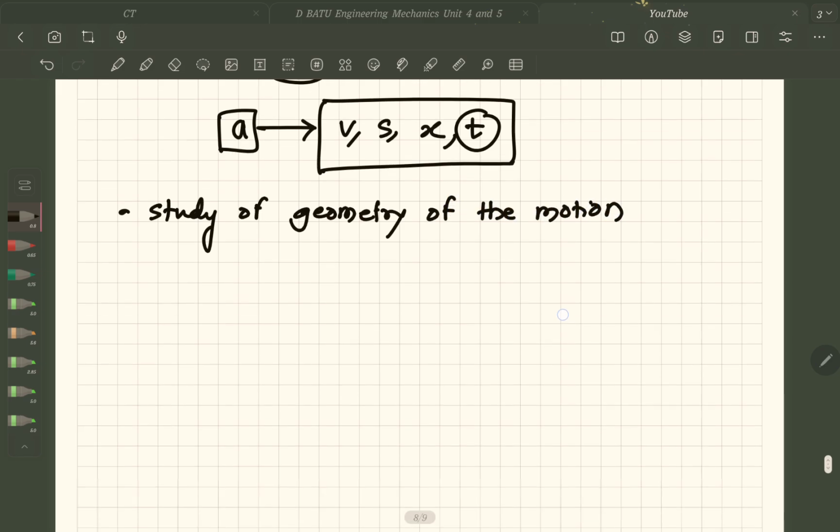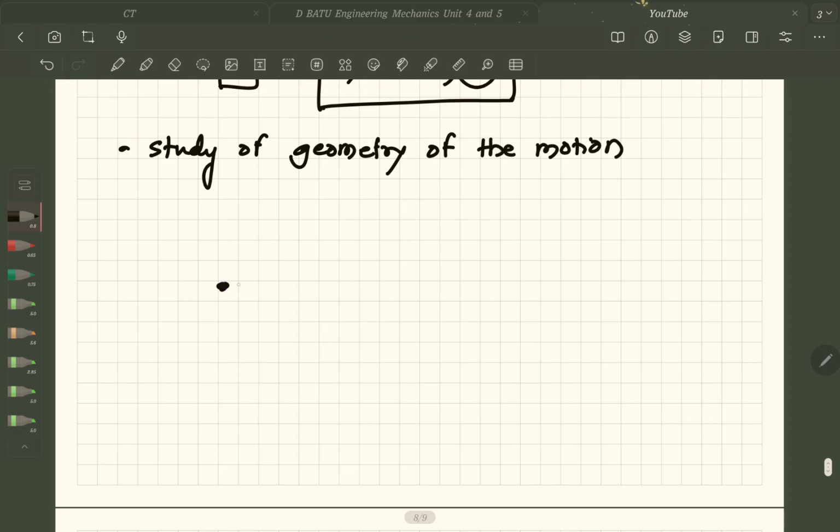Why is it called the geometry of the motion? Suppose the object is moving from one point to another, and since we are dealing with rectilinear motion, I am considering only straight line motion here. So it is going from A to B. I am interested in what the position is at this point.